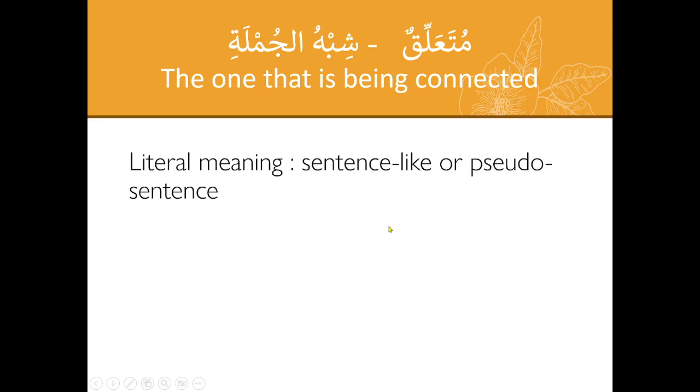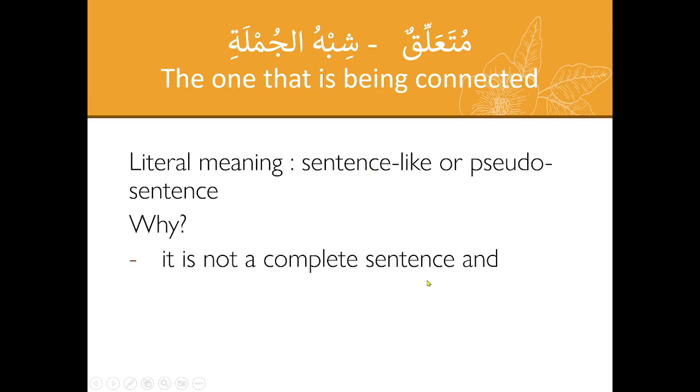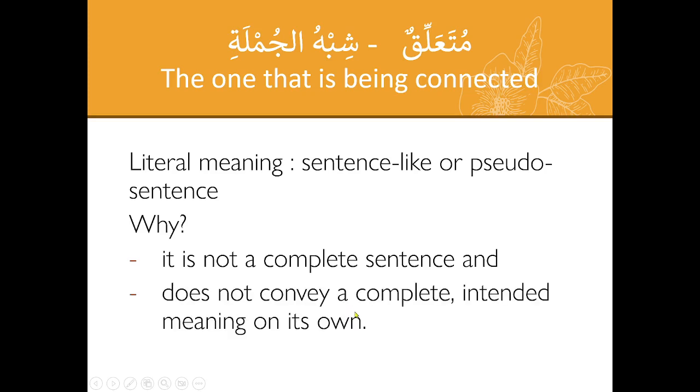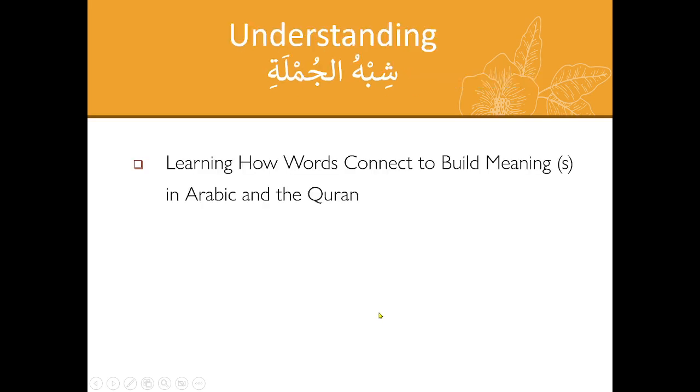So why do we say it is Shibh Jumlah? Why don't we call it Jumlah? There are two types of sentences. One is the one that is mufidah, meaning it's complete, and we have your Shibh Jumlah, which is incomplete. It's not a complete sentence, and it does not convey a complete and intended meaning on its own. It needs something else in the sentence to make the meaning complete.